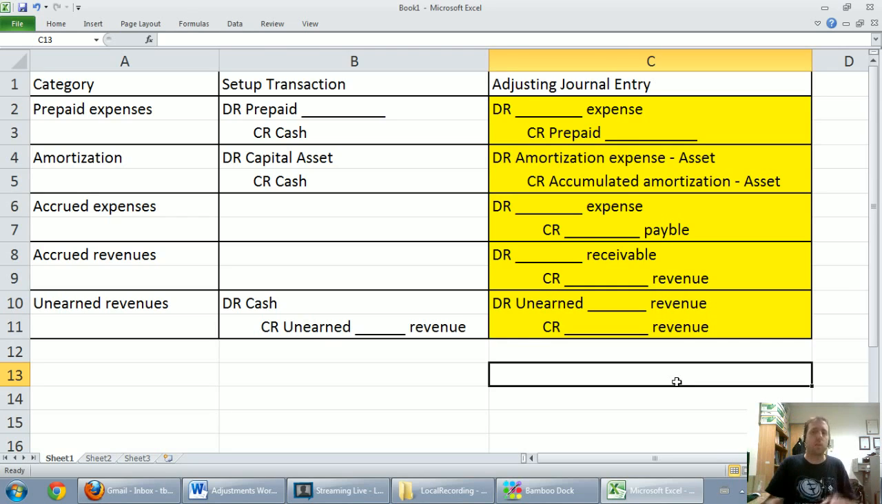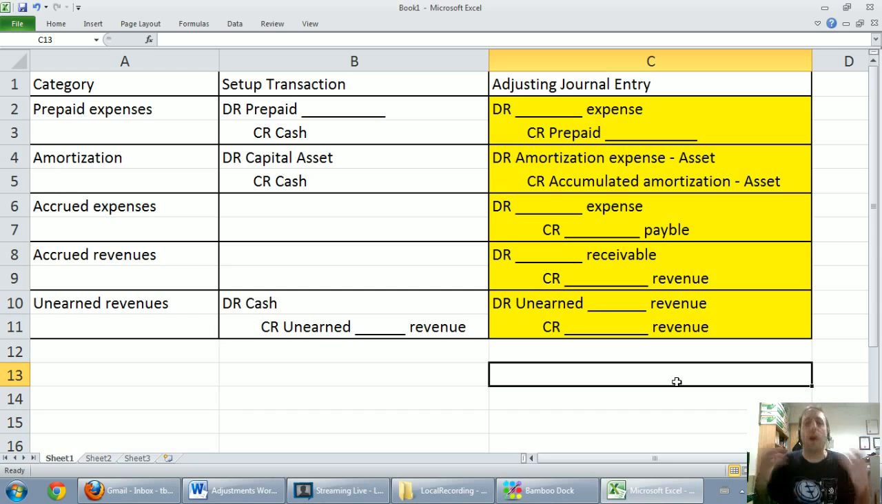So again, a prepaid expense, debit the expense, credit the prepaid for what we've used up or how much insurance has expired, as the case may be. Amortization, so wear and tear on our assets or the fact that our assets have lost value, debit amortization expense, credit accumulated amortization on the asset. Accrued expense, the expense cost that's built up over time, money hasn't changed hands, debit expense, credit a payable. Accrued revenues, revenues that's built up over time but money hasn't changed hands, debit the receivable, credit the revenue.